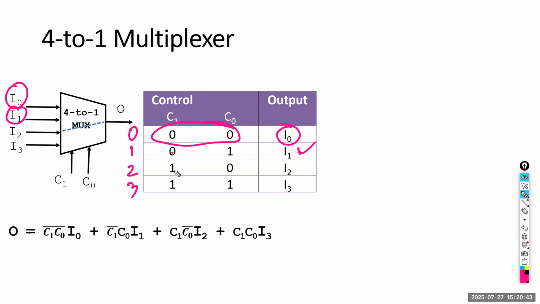I1 is out. When this is 1 0, it is like base 10 2, then I2 is your output. When this is 1 1, it is like base 10 3, I3 is your output.